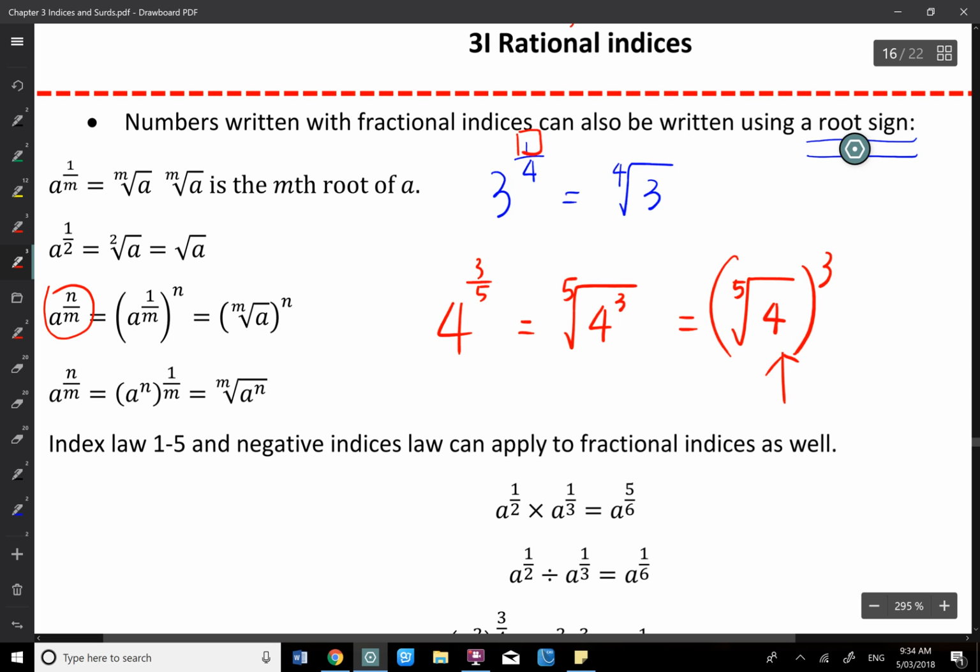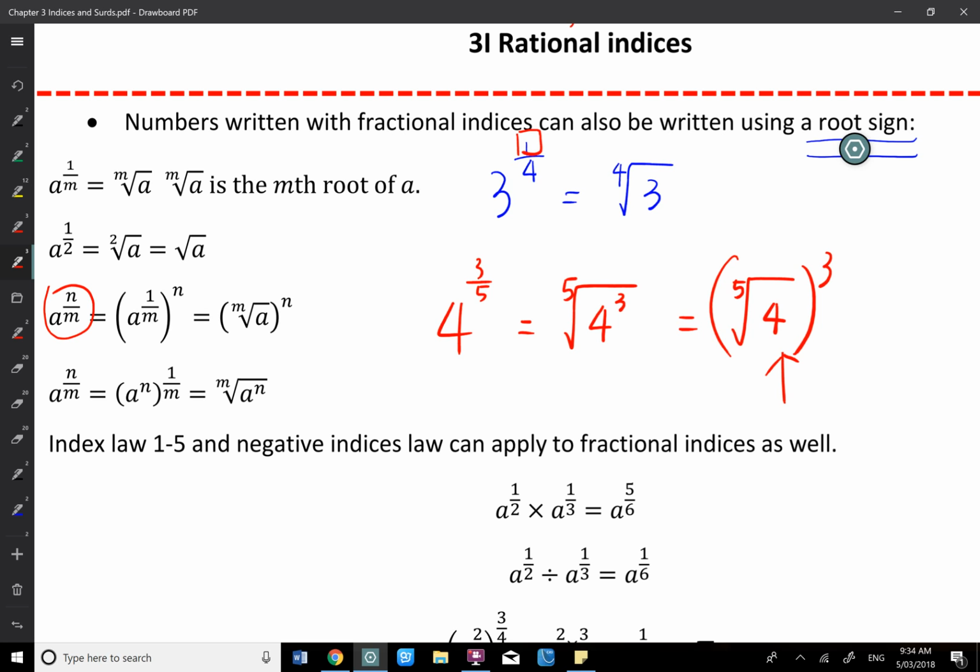Why? Think about it: if you power something, that can make the number become really large, like 4 to the power of 3. And then you have to take the 5th root, so you need to find how many repeated factors there are in a really large number. That's very hard to achieve. So we would rather do the root first. We can make it into a smaller number, and then we power that, which is reasonably easy to calculate.